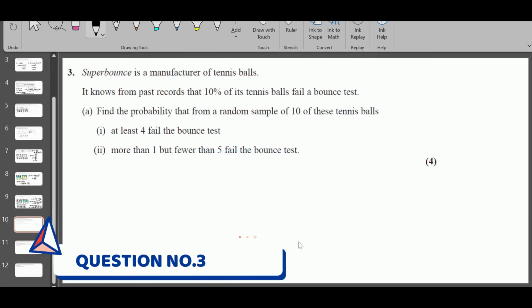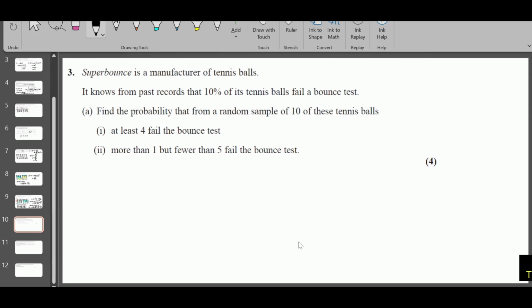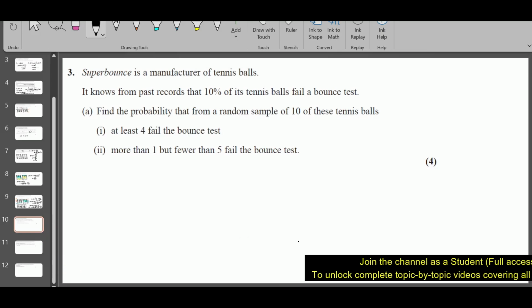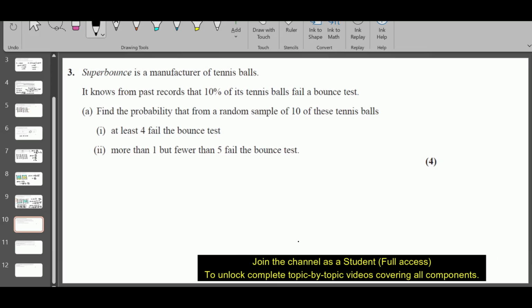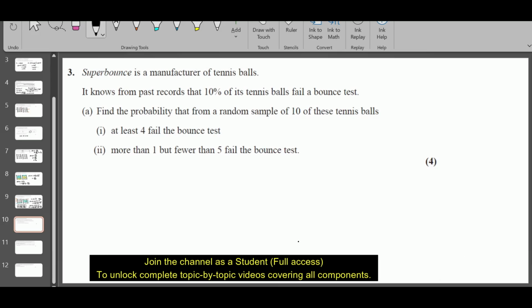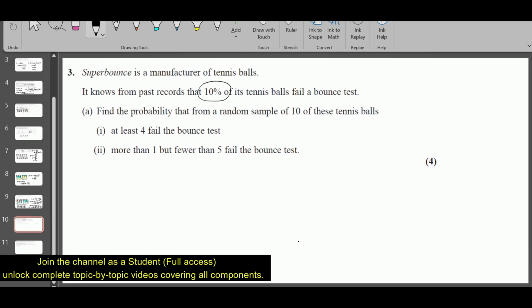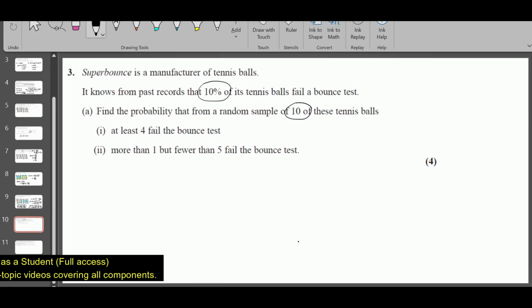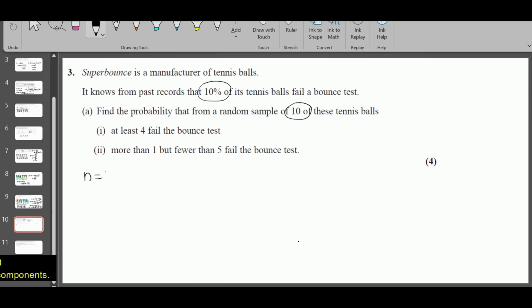Question 3 now. Superbones is a manufacturer of tennis balls. It knows from the past records that 10% of its tennis balls failed a bounce test. Okay, it can be a probability of success. Find the probability that a random sample of 10 of these tennis balls.